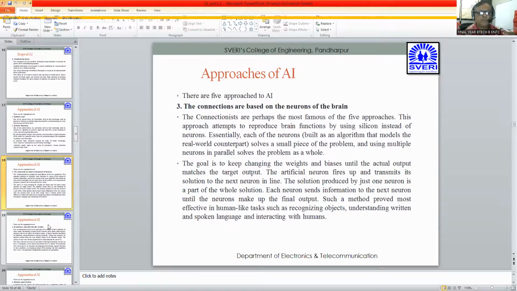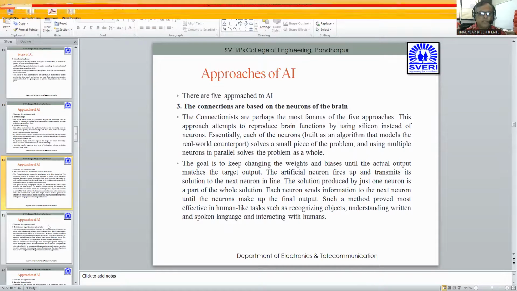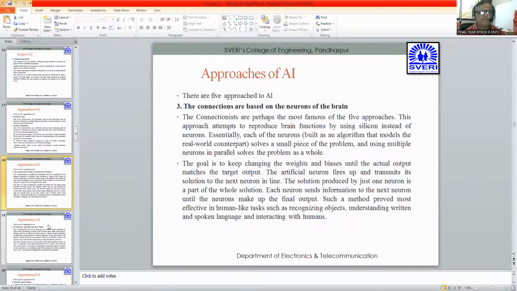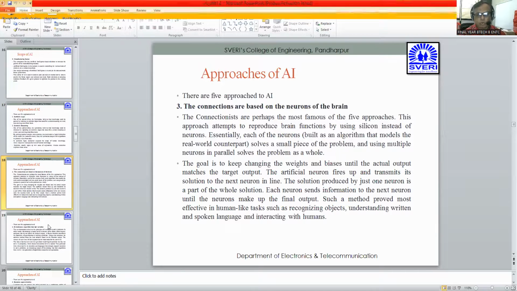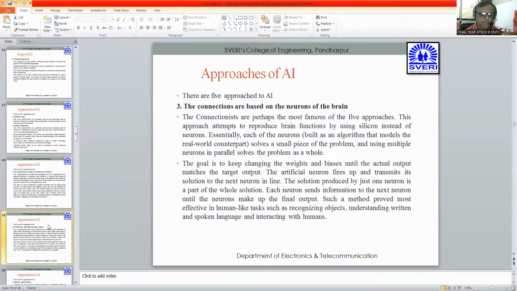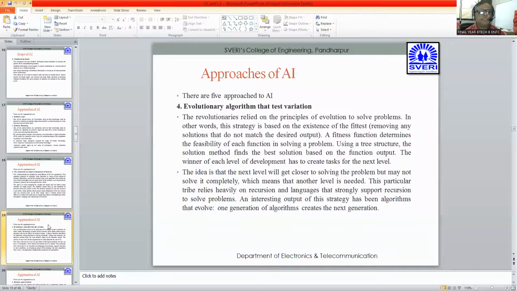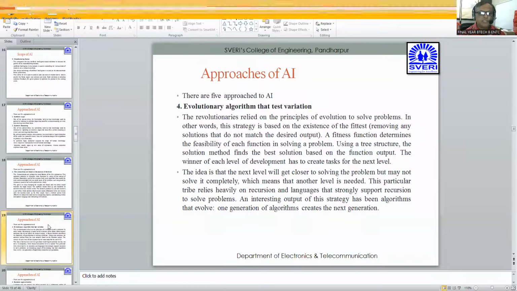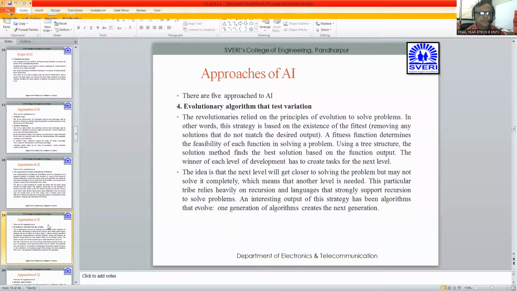Some of the neurons can solve small pieces of the problems, and then multiple neurons in parallel can solve the problem as a whole. That is the most important thing. And this is the evolutionary algorithm for the test variations. Using the tree structure, the solution method finds the best solution based on the function output. The most important thing is that here one generation of the algorithm creates the next generation.